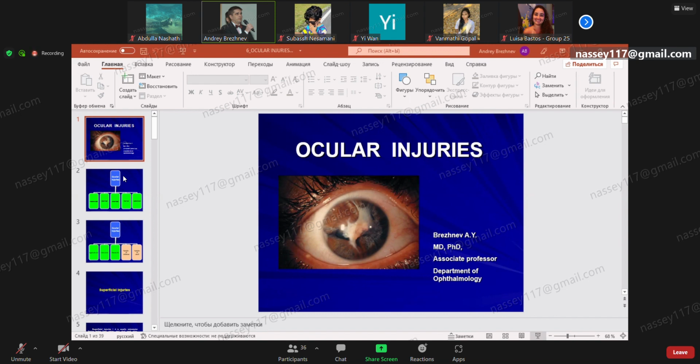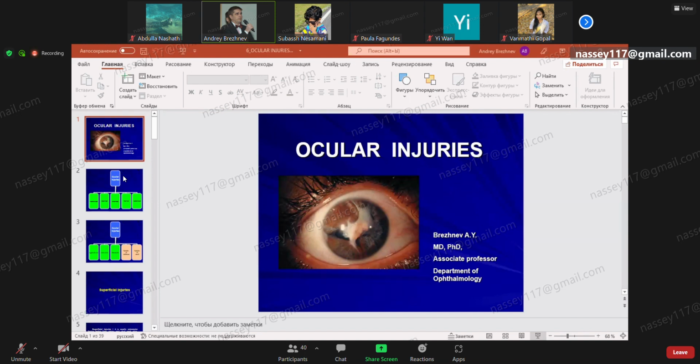So, ocular injuries. In the last years, the incidence of injuries is increasing in general. Eyes, like any other parts of the body, are also not exempt from these injuries, in spite of the fact that they are well protected by the lids, by the margins of the orbit, by the nose, and orbital fat from behind.